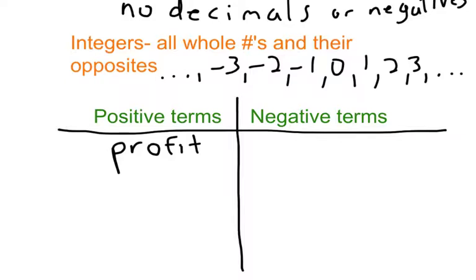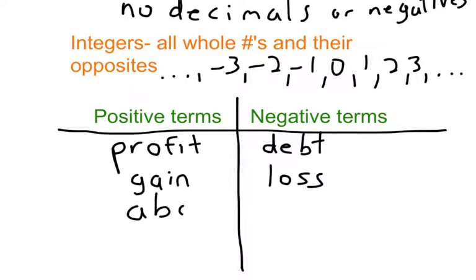If you owe money, you're in debt. And we would use negative numbers to express that. And you can think of the antonym here. So a gain is a positive term, but its antonym or opposite would be a loss.